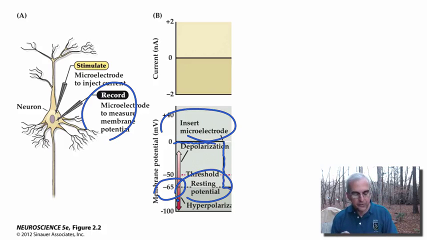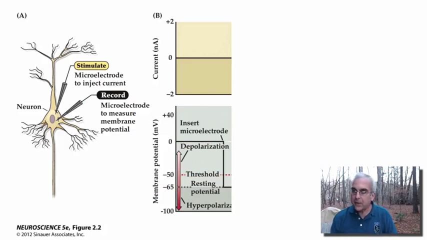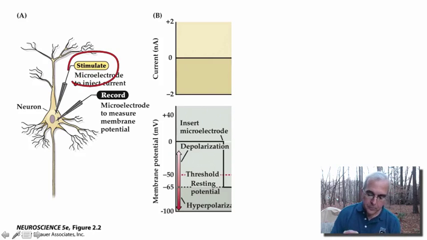But for now, just note that the inside of the cell is negative relative to the outside in the order of about minus 65 millivolts. Now, we begin to use electrode number 1, and we can stimulate this cell with either positive or negative charge. So let's see what happens.